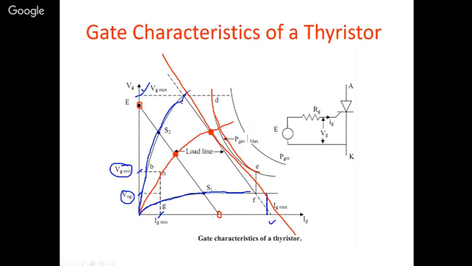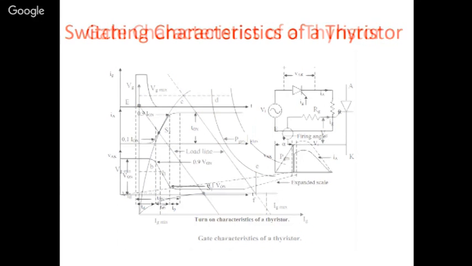Okay, so when we choose these devices, the gate devices also, you have to be very careful. You will be just choosing what is your VG, what is your IG. You have to test the gate circuit first, then you will be connecting it. This is the gate characteristics.